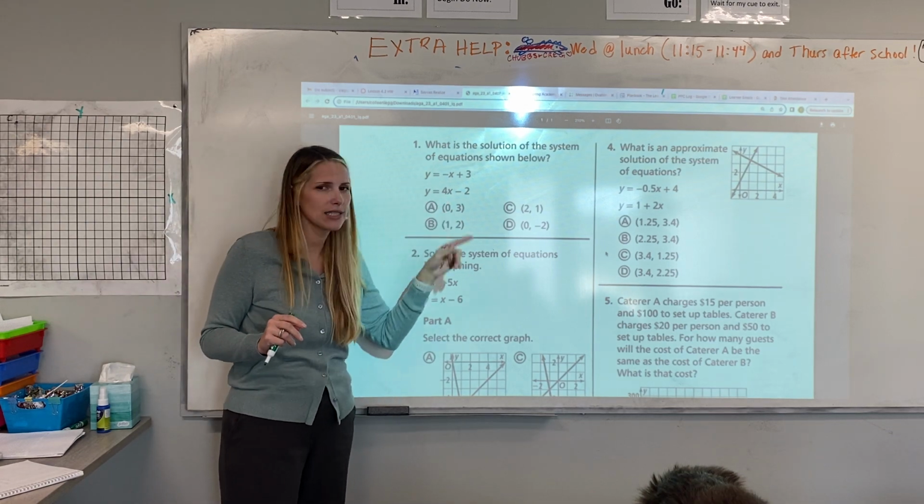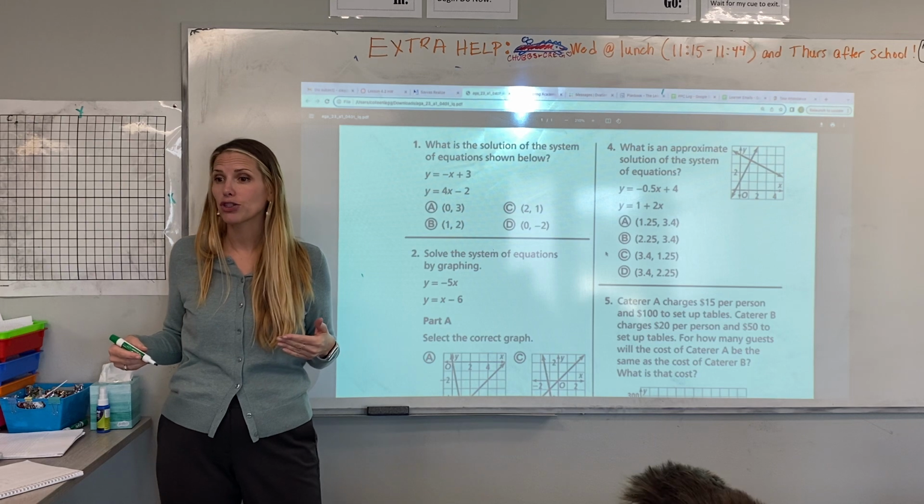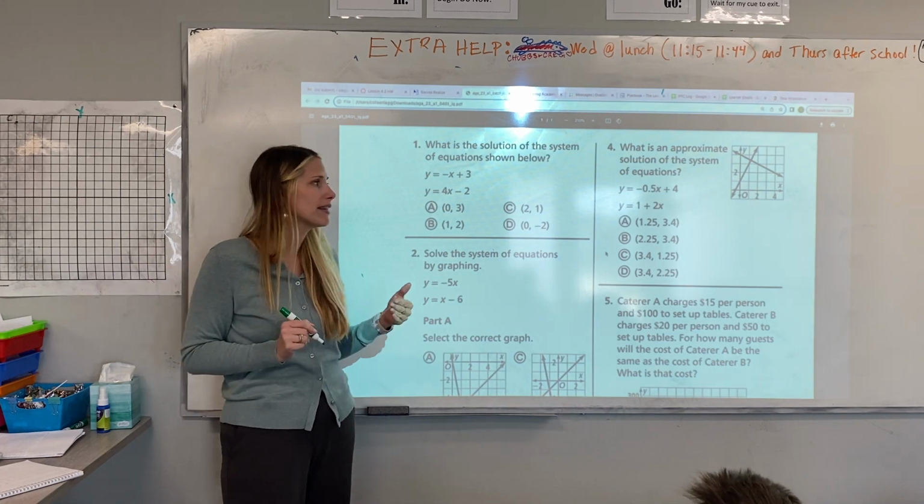We have 2 equations. I'm going to go through this quickly, so everybody make sure you're paying attention. I don't want to hear folding papers or anything like that.